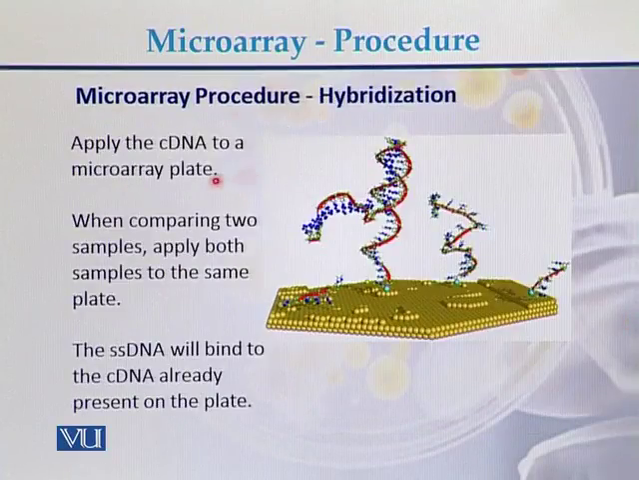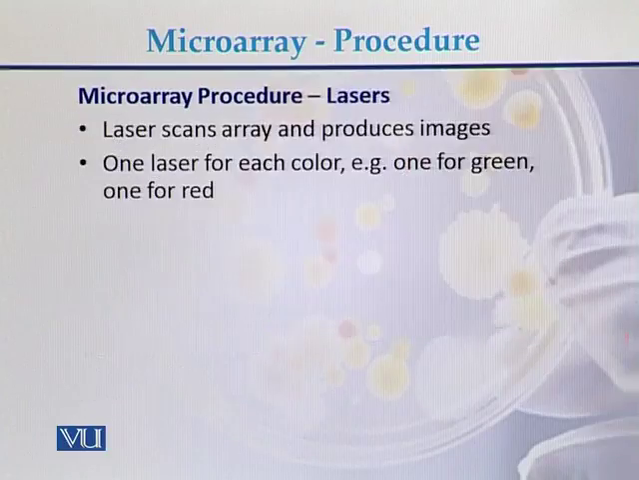Once cDNA has been made, the next step is hybridization. Apply the cDNA to the microarray plate. Here is the microarray plate. When comparing the two samples, apply both samples to the same plate. Single stranded DNA will bind to the cDNA already present on the plate. So this is the next step, which is called hybridization.